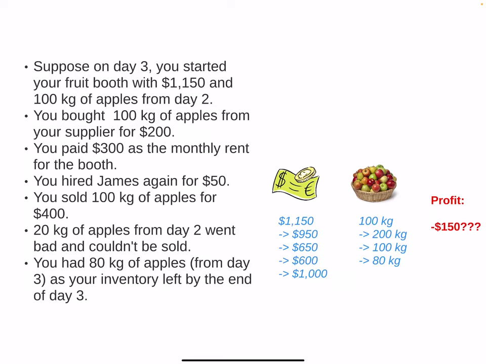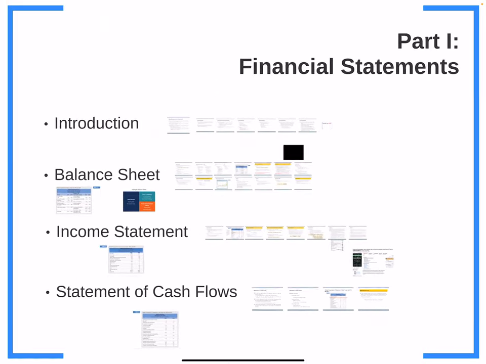So from these three scenarios, even just to simply estimate a so-called profit, you can see that it is not as easy as it sounds. We need rules to guide us on what to do in situations like this, which pretty much happen everywhere and every day. All right, so we focus on three types of financial statements in this unit, which are balance sheet, income statement, and statement of cash flows, and we'll go through each one by one.